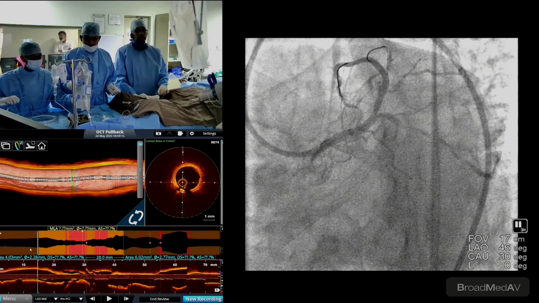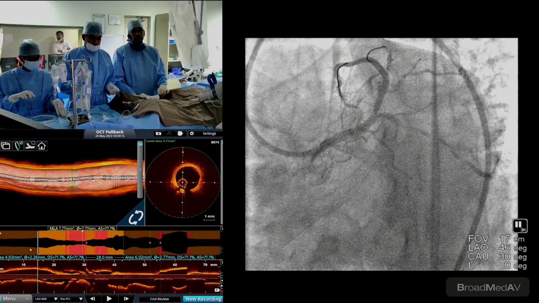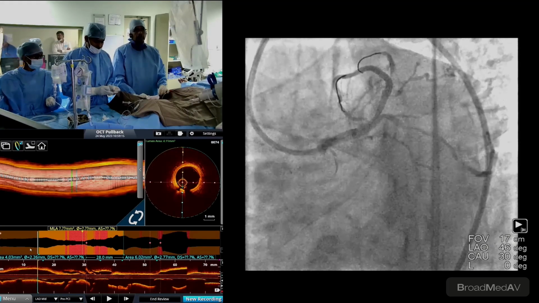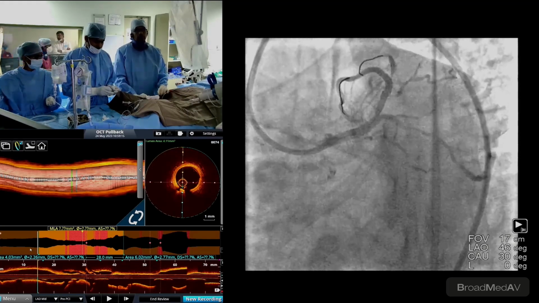So you can see that the proximal LAD looks good. The proximal stent looks good. The distal stent looks good. So we're just going to do a POT and see if the diagonal flow improves. If not, we'll cross into the diagonal and do a kissing.